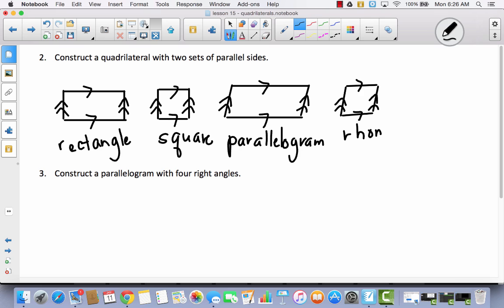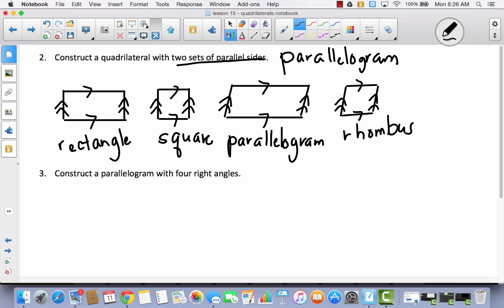So any figure that has 2 pairs of parallel sides can be characterized as a parallelogram, but some of them have more specific names. This is specifically a rhombus, this is a square, and this is a rectangle, but they are all parallelograms because all you have to have are 2 sets of parallel sides to be a parallelogram.